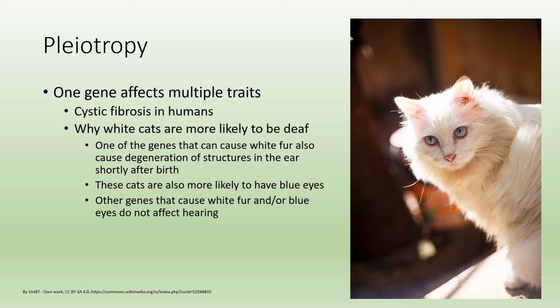Now, the deafness comes when the cat is completely white and most of the time has blue eyes. There are other genes that involve white fur. There are other genes that produce blue eyes that do not affect hearing. So it's only one of many genes that influence coat color in cats that also goes along with deafness.